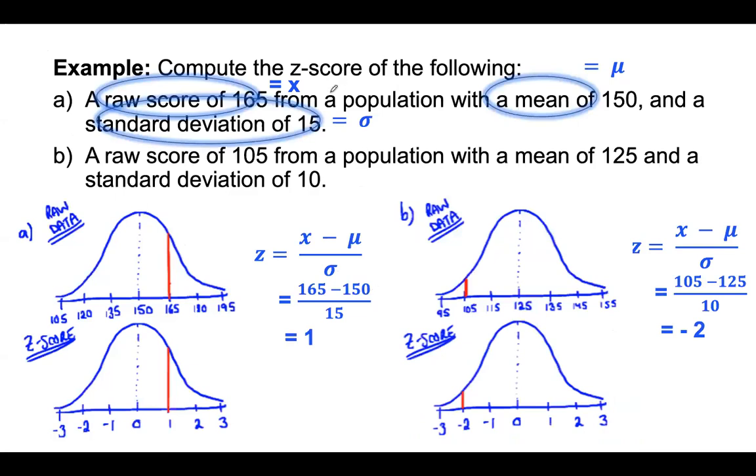So let's compute the Z scores of the following. A raw score of 165 from a population with a mean of 150 and a standard deviation of 15. We want to find this Z score. The first thing to notice is the mean is 150, so that would be the top point, and we want to find this raw score. This is our X.